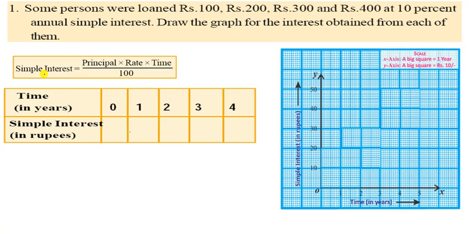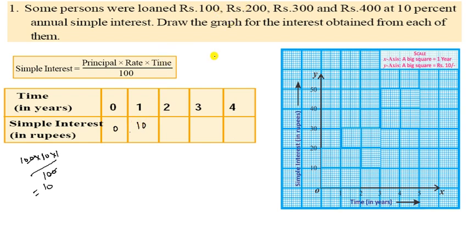Let us see the next one. Some persons were loaned 100, 200, 300 and 400 at 10% annual simple interest. So draw the graph of the interest obtained from each of them. So first of all you can show 100. So first you calculate 100 into how much? 100 into rate, which is given as 10, and time is 1. So the 100 will be cancelled out, and we get 10. So you have to write here 1, 10.